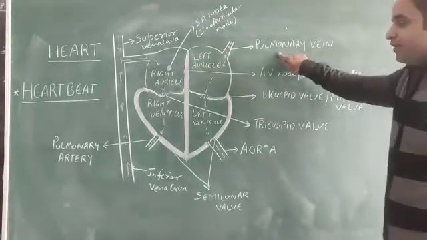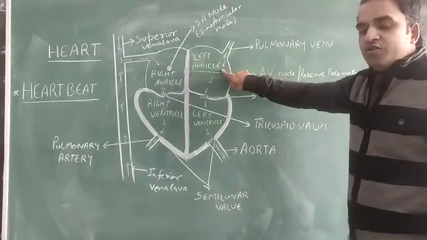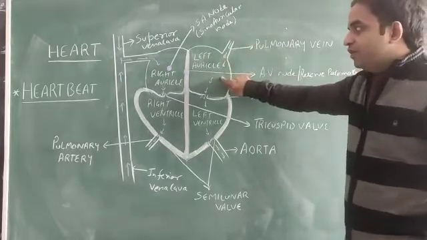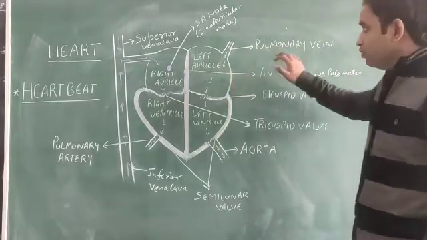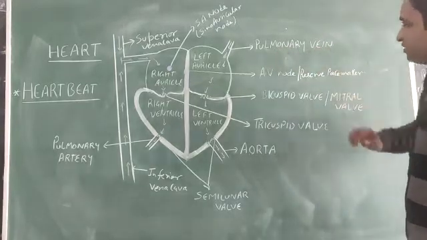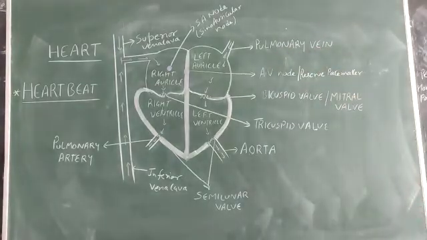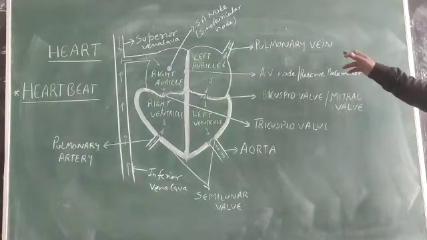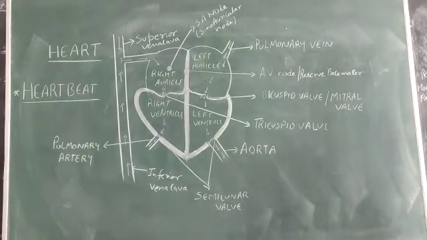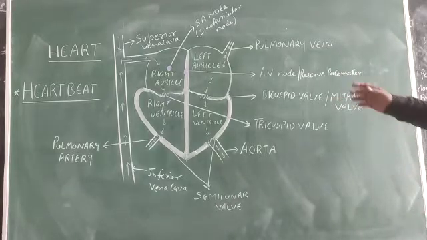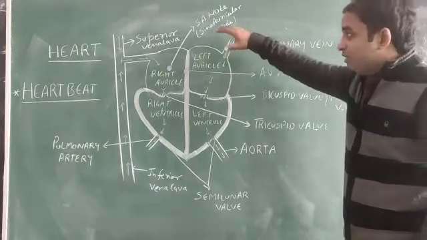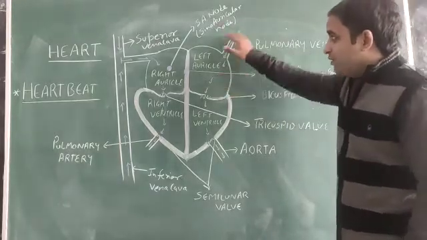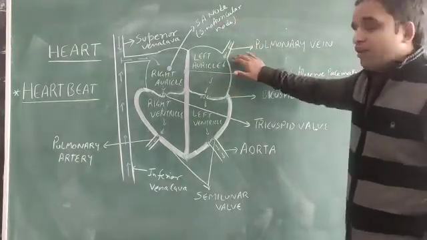So the pulmonary vein carries oxygenated blood from the lungs to the left auricle. Here also is an exception. We have studied in our previous section that veins carry deoxygenated blood, but the pulmonary vein is the exception. It carries the oxygenated blood from the lungs. It is just because the blood from the lungs reaches the heart under low pressure. That's why veins are required.